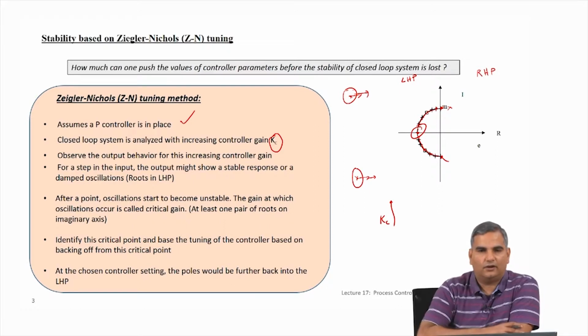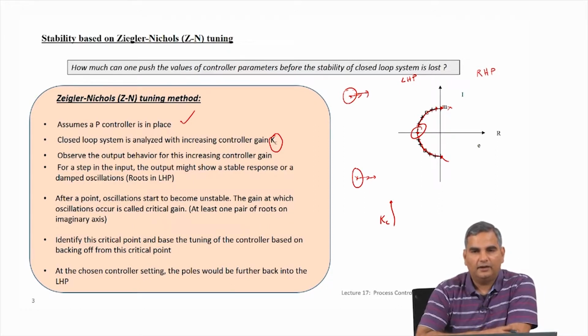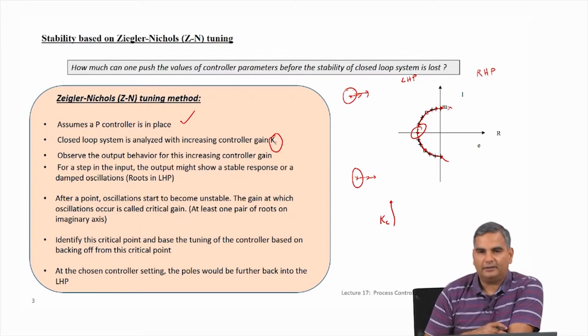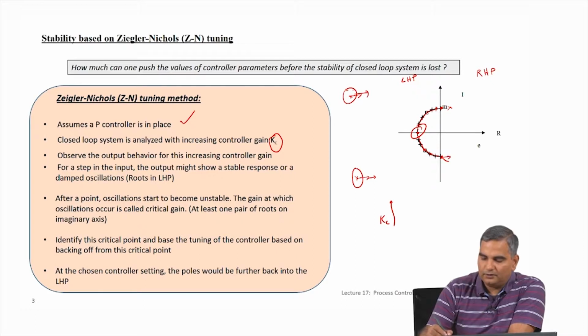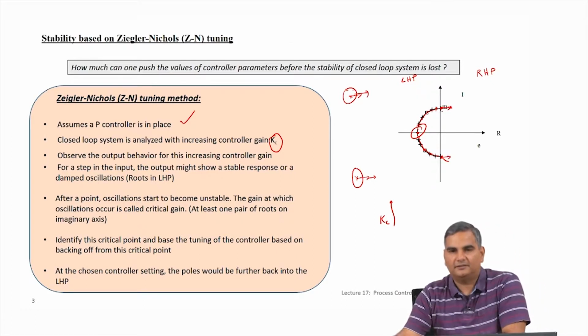That Kc value is called the ultimate gain, and it is called the ultimate gain because this is the maximum value you can keep Kc at. Beyond that, when you increase it, this is going to slip to the RHP and make the system unstable.